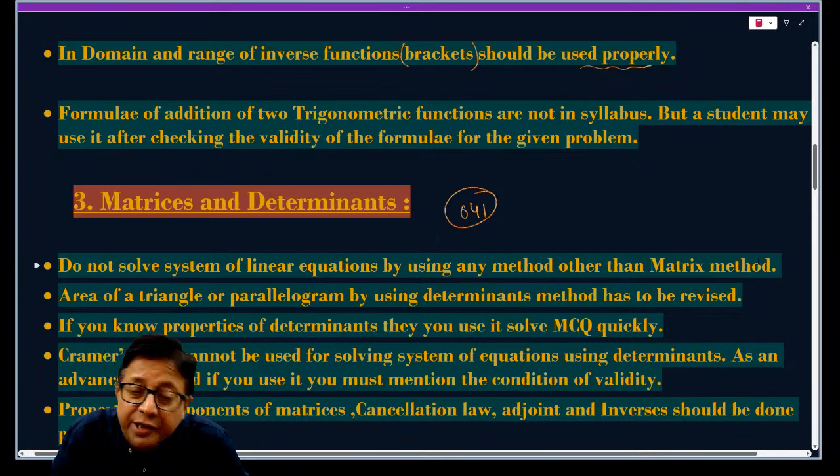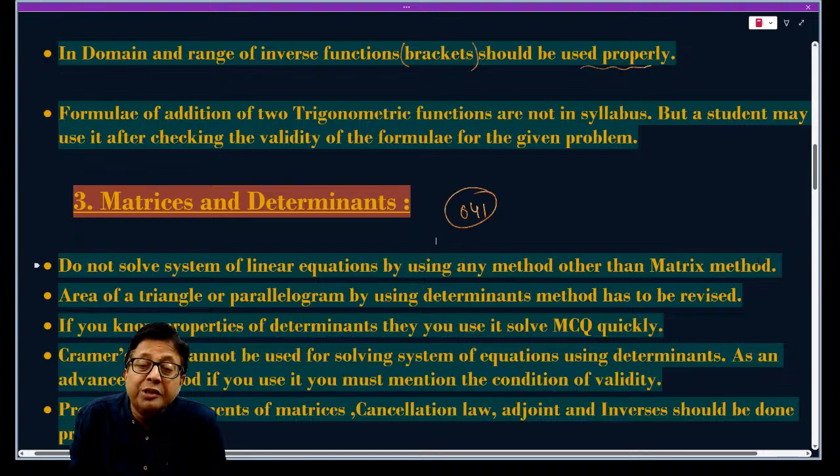Cramer's rule can be used for solving a system of equations using determinants. As an advanced method, if you use it, you must mention the conditions of validity. You will be getting marks. No problem. But why are you using this? I mean, under what condition, you need to mention.